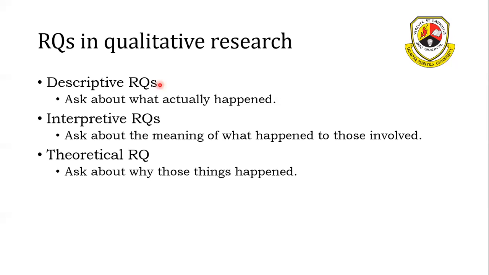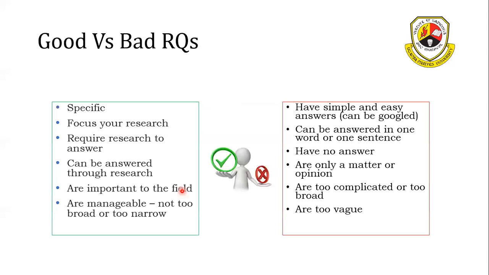So the qualitative research questions would fall in these categories. There are those which are descriptive, which ask about what actually happens. Interpretive is when you want to understand the meaning behind something. This is where you'd have probably some probing questions. What do you mean about this? How do you feel about this? And things like that. Theoretical questions ask why those things happen. Why do you think this thing happens? And so on and so forth. You'd ask those questions to your respondents.